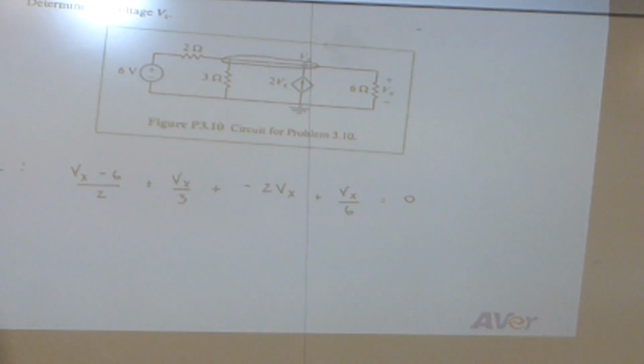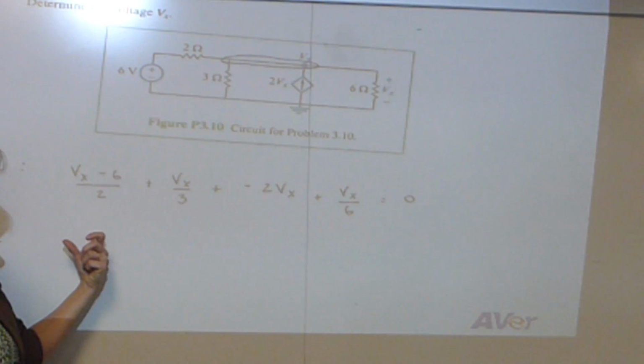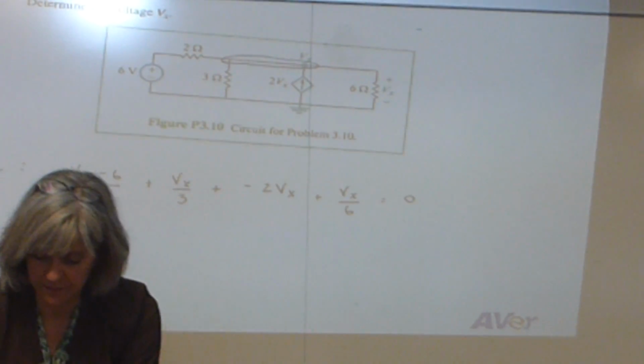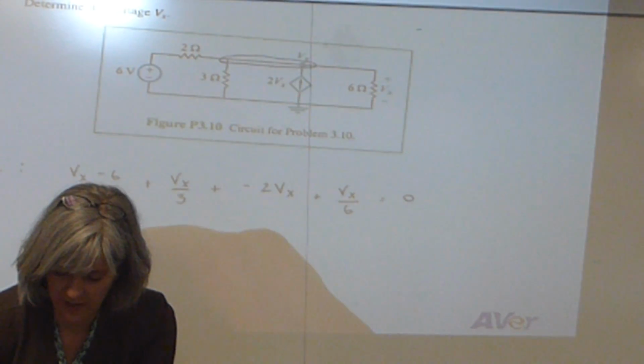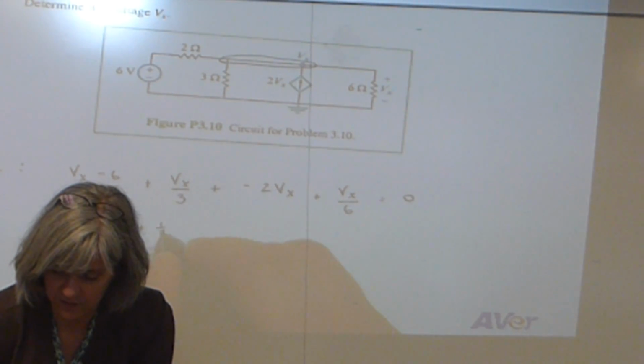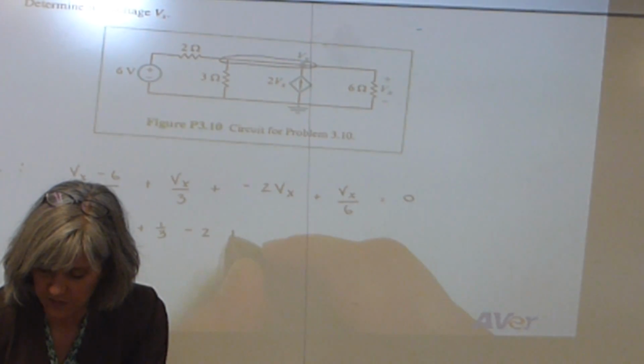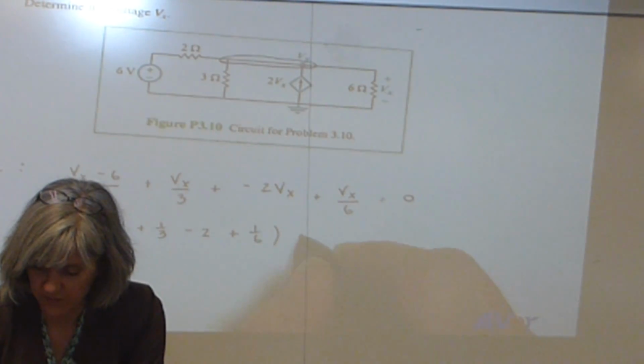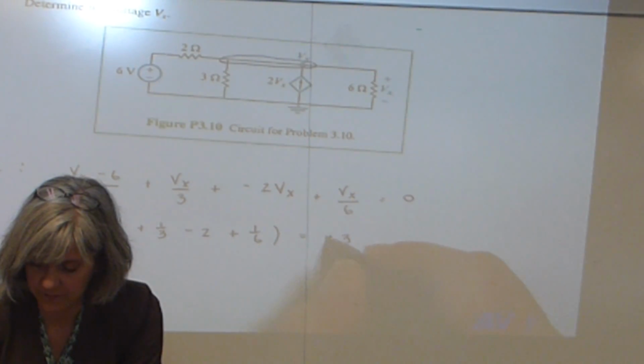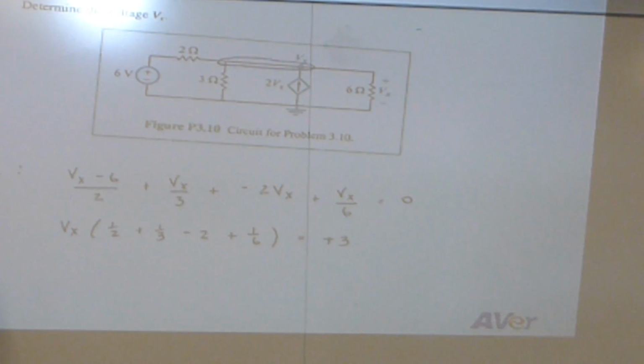So again, if you only have one essential node, you have one equation and one variable. So much easier than any other process you could think to solve this particular circuit. This is hands down to me the easiest way. So now I just need to collect all my V sub x's on one side, everything else on the other side. So I have a half and a third minus 2 plus a sixth equals negative 3, positive 3. A half and a third and a sixth. Anyone happen to know what that is?